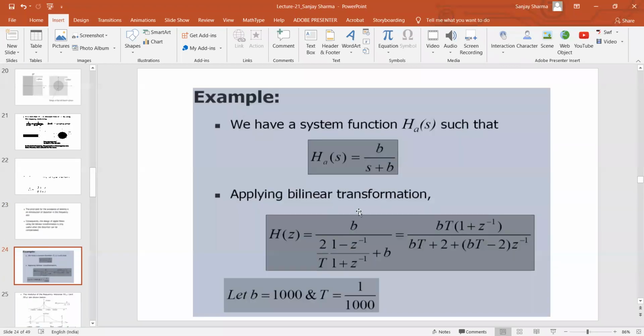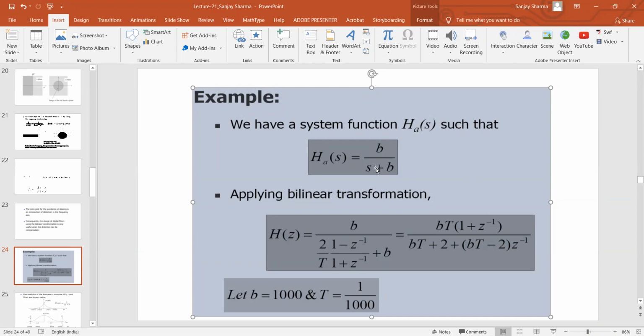All right, let us look at one example. First of all, we have a system function H_a(s), and this is the analog transfer function given to us. H_a(s) is b over s plus b. Had it been the impulse invariant method, we would have applied the transformation 1 over s plus b equal to 1 over 1 minus e to the power minus bT z to the power minus 1.